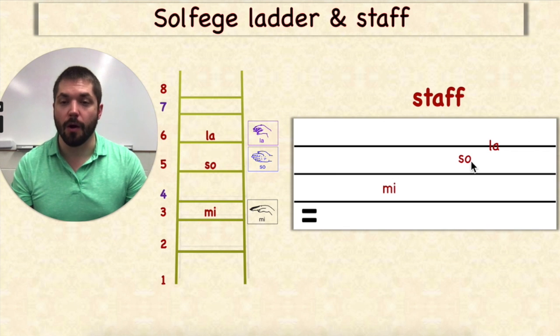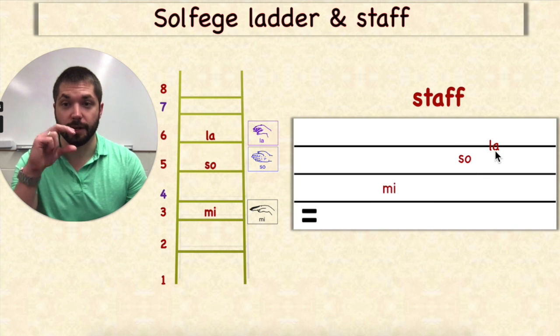What about so? Is it on a line or in a space? Yeah, it's also in a space. That makes sense because they weren't neighbors on the staff. We had fa in between. So since they're not neighbors on the staff, they skip over one spot, the line between. So mi to so are both on spaces. Okay, and what about la? Is it on a line or in a space? That's right, it's on a line because we said so and la are close together. They are neighbors, so they'll go from space to line.